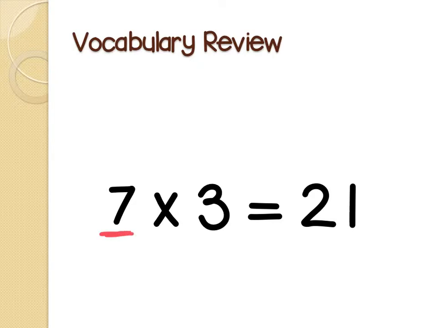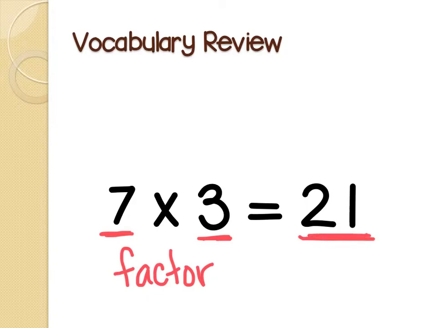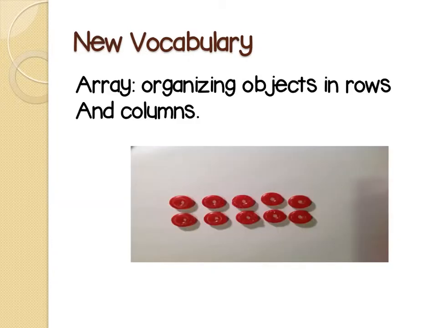The number that's in this spot and the number that's in this spot are called factors. Remember, factors. The number that is the answer is called the product. So we have factors, and one product. Now let's go to our new vocabulary.